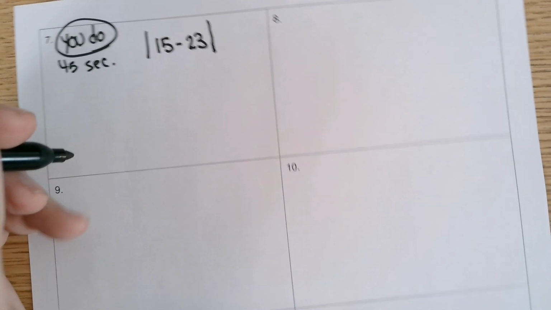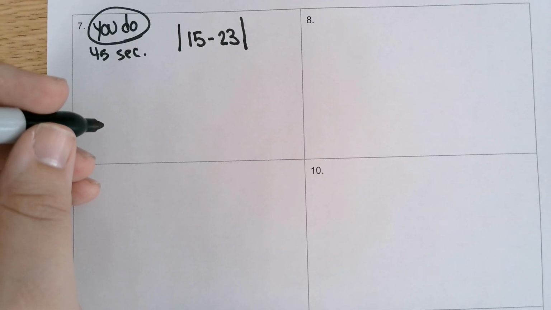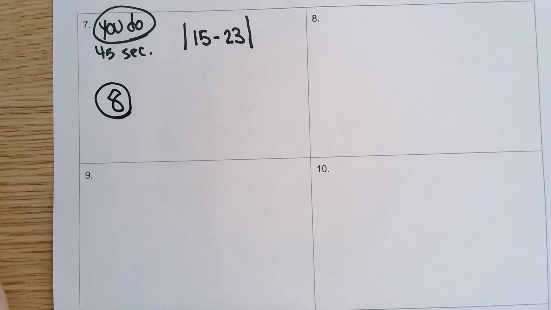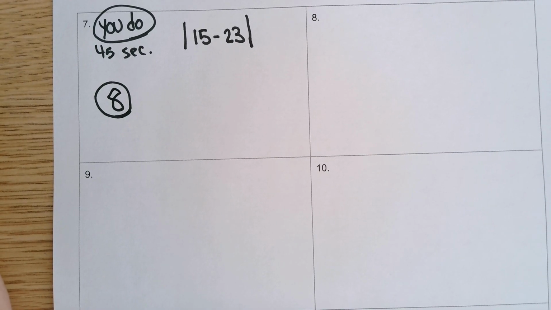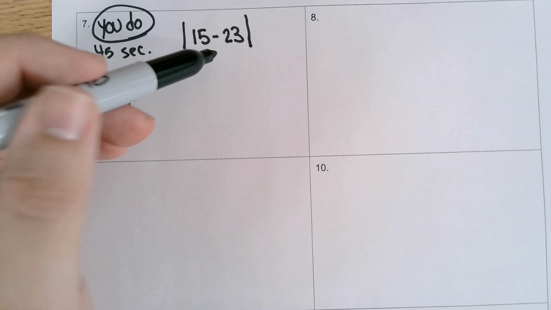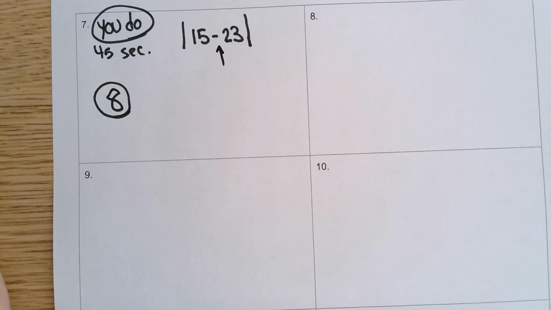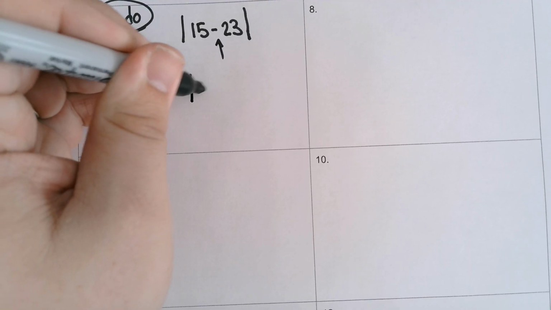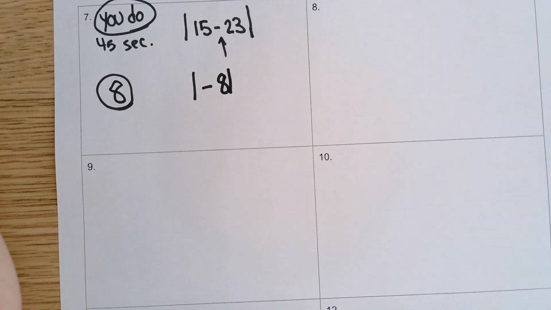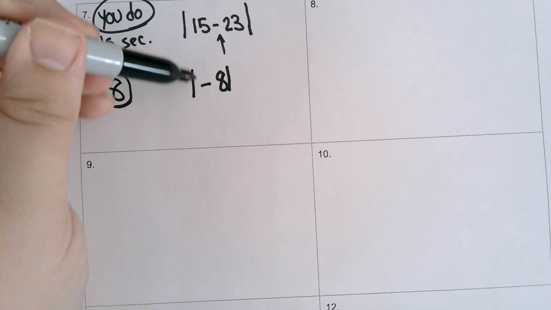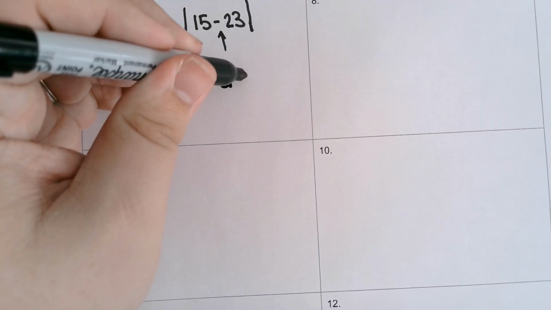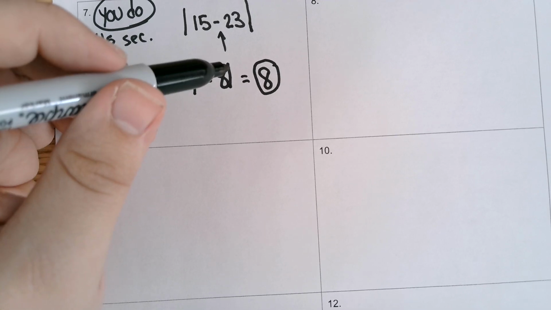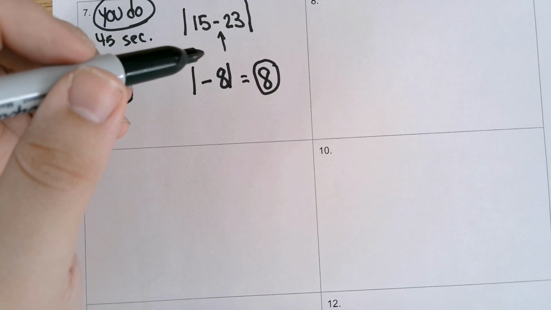All right, I'm going to assume that you're back. The answer that you're looking for is 8. Now, how do we get there? Well, since the operation is inside the absolute value, we have to do our operation first. So we do 15 minus 23, that is negative 8. You still have the absolute value behind that. So the absolute value of negative 8 would be 8. That is your answer.